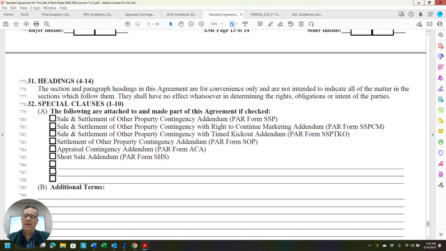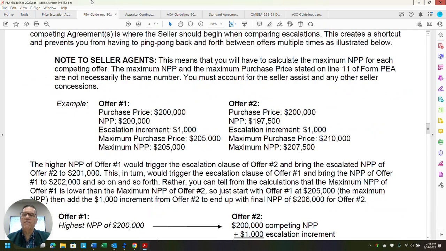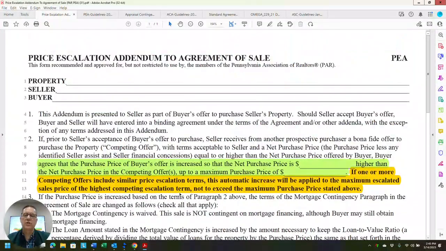So you need to put that there, or someone can miss the fact that you have a price escalation agreement. One of the most important paragraphs is paragraph number 2 here on line 10. There are 2 blanks. The first blank is for you to place the amount by which you want your offer to be escalated higher than any other offer. That would usually be $500, $1,000. I've seen ones as high as $5,500.